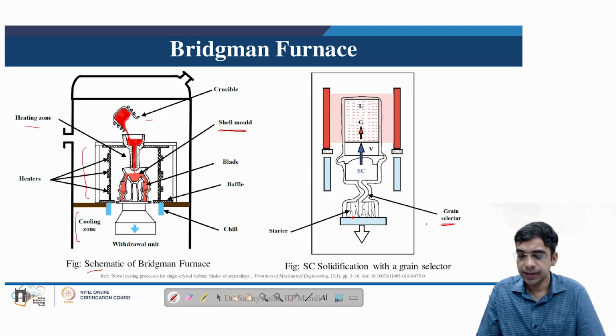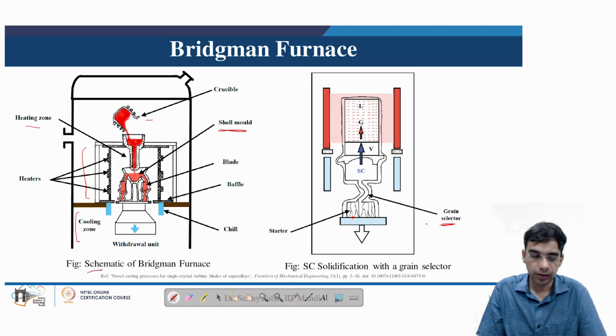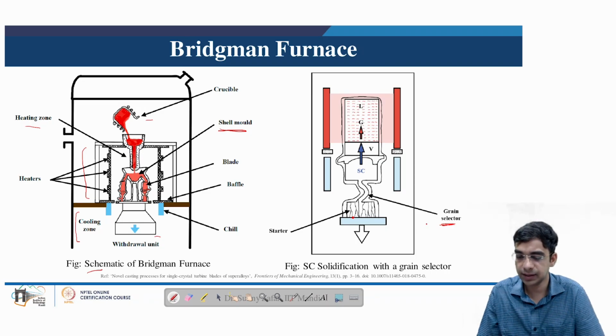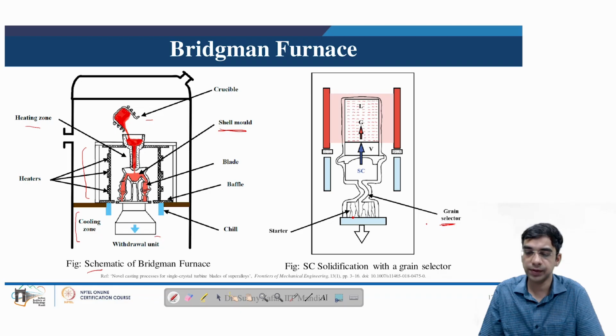And as the solidification progresses, the chill plate or the withdrawal unit is brought down at a very gradual rate, so that the overall grain growth takes place in a specific direction and at a slower rate. This means only one grain will grow because of the grain selector. Subsequently, this results in a single crystal or a single grain type of microstructure in the gas turbine blade.